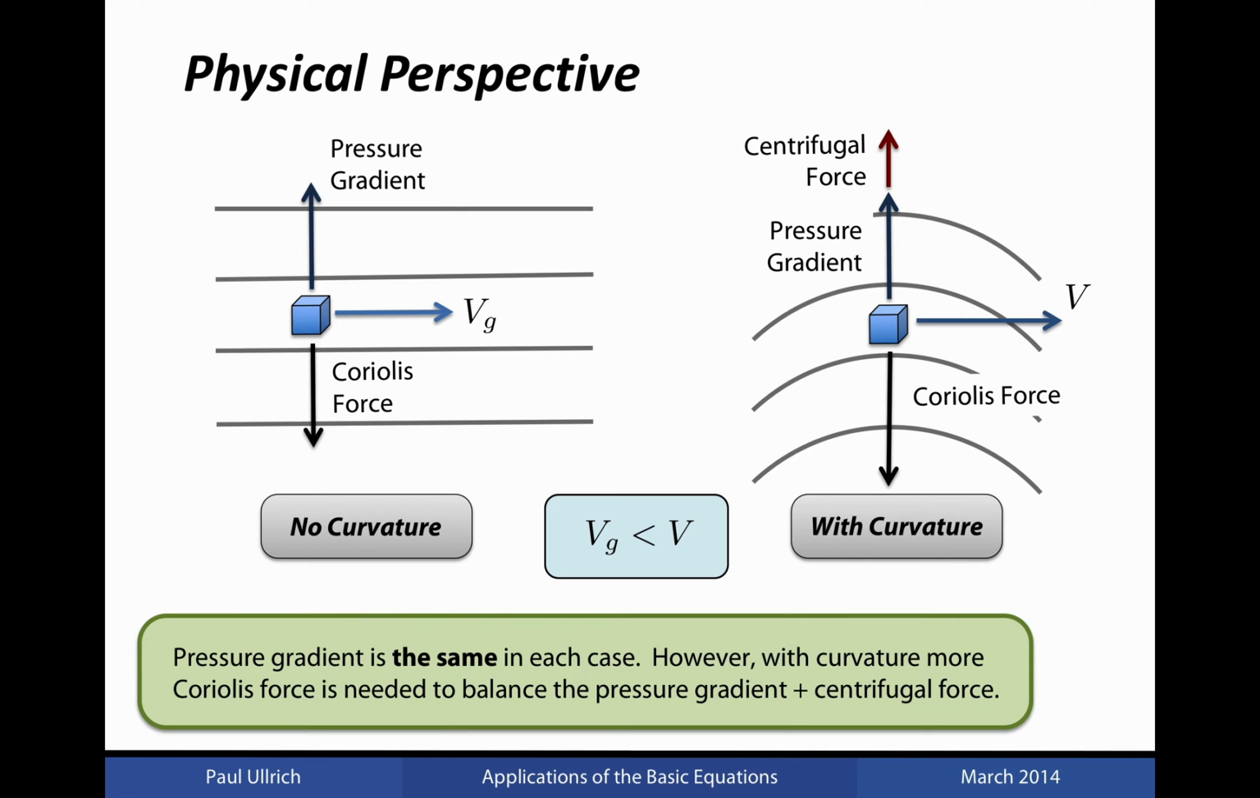So even though the pressure gradient is the same in each case, the curvature force, which is directed in the same direction as the pressure gradient force, requires a stronger Coriolis force and hence a faster fluid velocity in order to maintain balance.